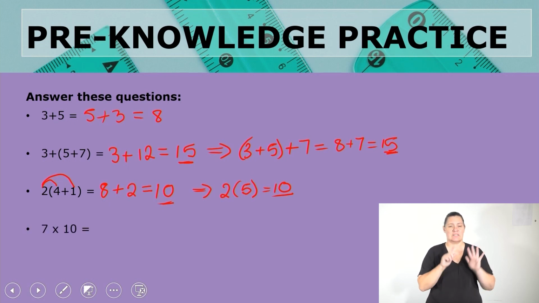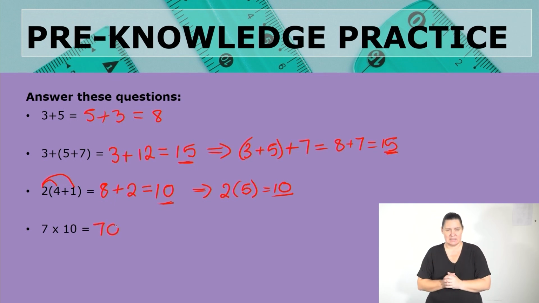So 7 times 10, what does this mean? This means that it's 7 groups of 10. So 7 times 10 gives us 70. Okay, I hope you are coping. So let's move on to the next one.